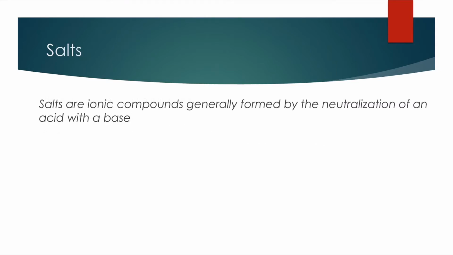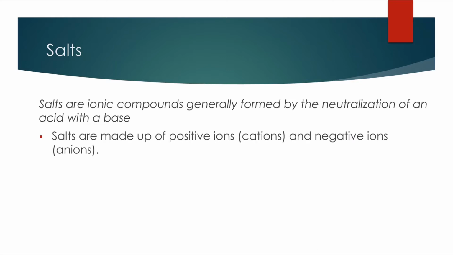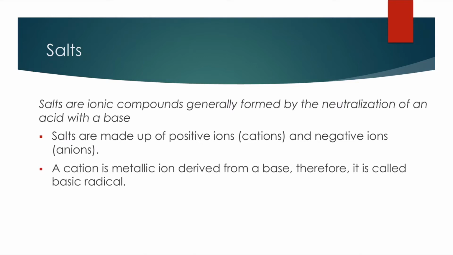Boys, as we know, when acid reacts with a base, they form salt and water. So salts are basically the product of a neutralization reaction. Salts are ionic compounds. They are formed by cation and anion. So salts are made up of positive ions, which are called the cations, and the negative ions, which are called the anions. So salt has two parts, the cation part and the anion part.